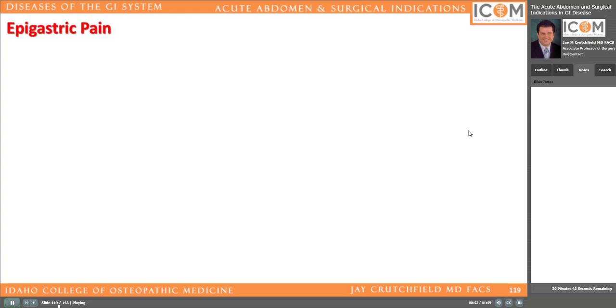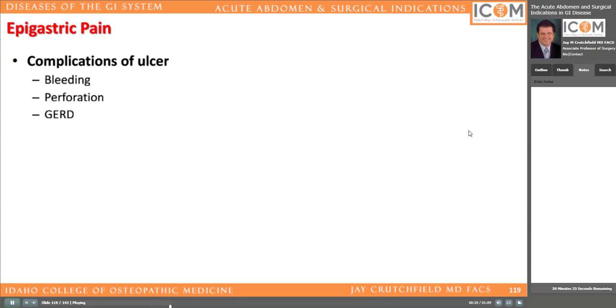There are complications to peptic ulcer disease. Collectively, peptic ulcer disease refers to gastric ulcers and duodenal ulcers regardless of the cause. There are complications to duodenal ulceration. These include perforation and bleeding, most commonly from the gastroduodenal artery. Gastroesophageal reflux disease is a result of persistent gastritis and perhaps even gastric outlet obstruction.